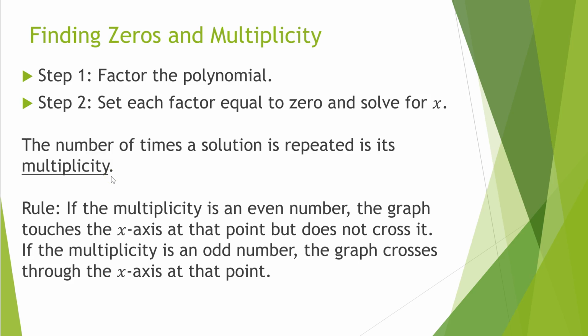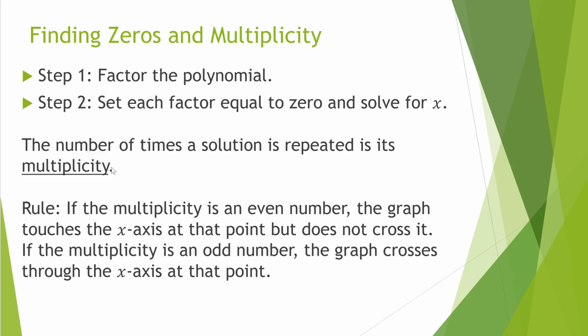This is how many times each of the factors is repeated, and this will be noted in the polynomial according to what exponent we have on the factors. So if one of the factors has an exponent of 3, well then that solution has been repeated 3 times, and we say it has a multiplicity of 3 as a result.